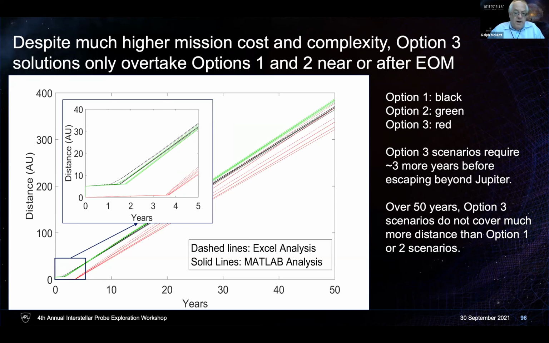And then in the bigger plot, you can see that, again, as you start going out, the curves start intermingling because the solar Oberth maneuvers tend to go slightly faster, but they got off to a lower start. And so it turns out that after 50 years, the option 3 scenarios don't really cover much more distance than the option 1 or option 2 scenarios. Next, please.